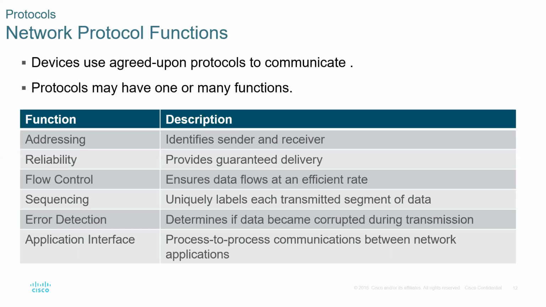Now, moving to network protocol functions, devices use agreed upon protocols to communicate. Protocols have one or many functions. I think we can relate this to the network types that we just discussed. We have protocols which have a function of addressing, identifying the sender and receiver. Example, IP version 4 and version 6. All right, that's the function of addressing protocols.